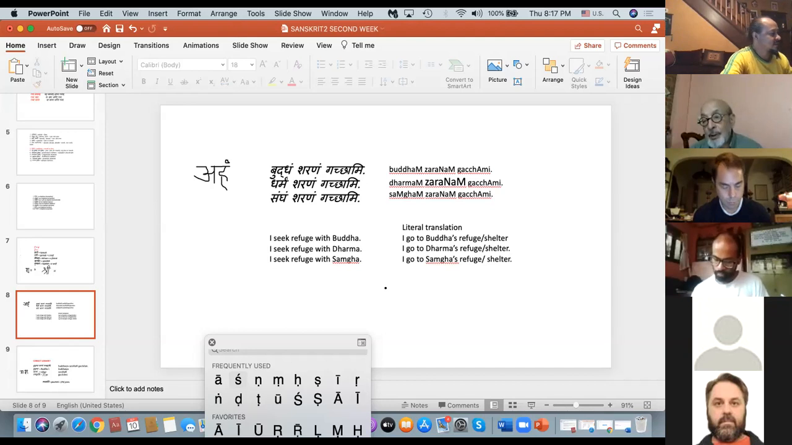On the letter aham you wrote there, on top of the H, is that a little like a C? No, it is a dot. A solid dot. That is aham. Aham buddham sharanam gacchami.